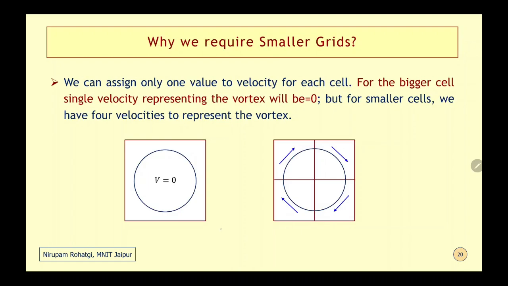Suppose these are two grid cells, right? Now this is a vertex. I have this vertex and this is the size of my grid cell. Remember that when you do CFD simulations, each cell has only one velocity. For all the parameters you have only one value. If I want to give one value to this, it will be 0. If I find the average velocity in this cell, it will be 0, because the fluid is rotating all around. What does that mean? You are finding that velocity is 0, but actually velocity is not 0.